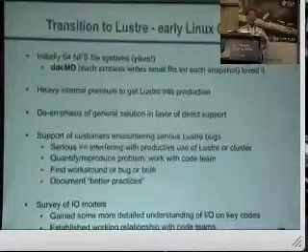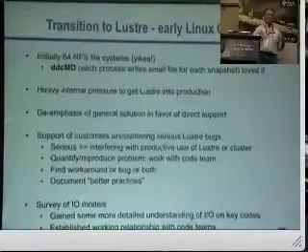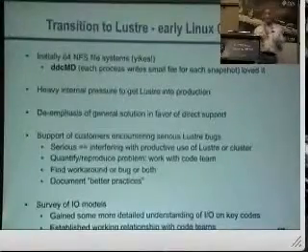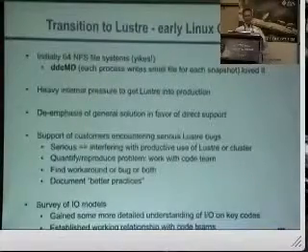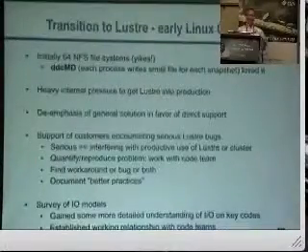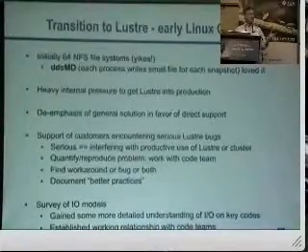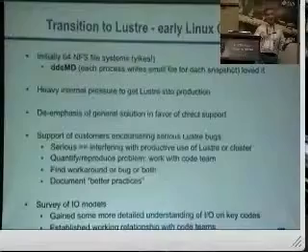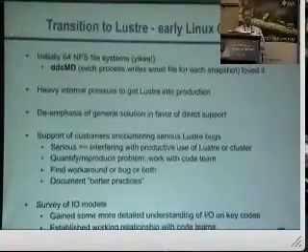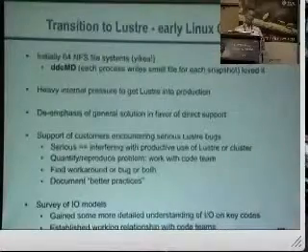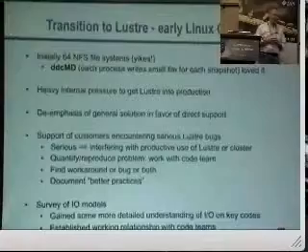Our support strategy evolved to like one-on-one remedial sort of assistance to the code teams. So we tried to document better practices, and occasionally the code teams took our advice.